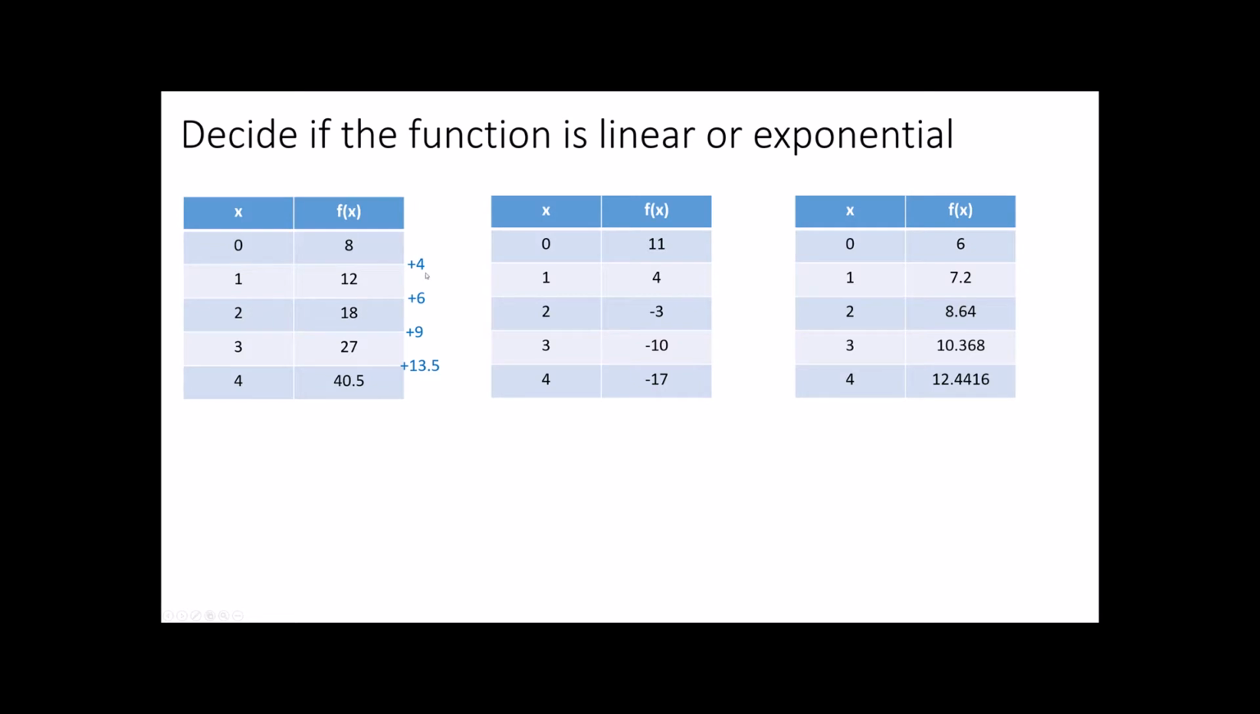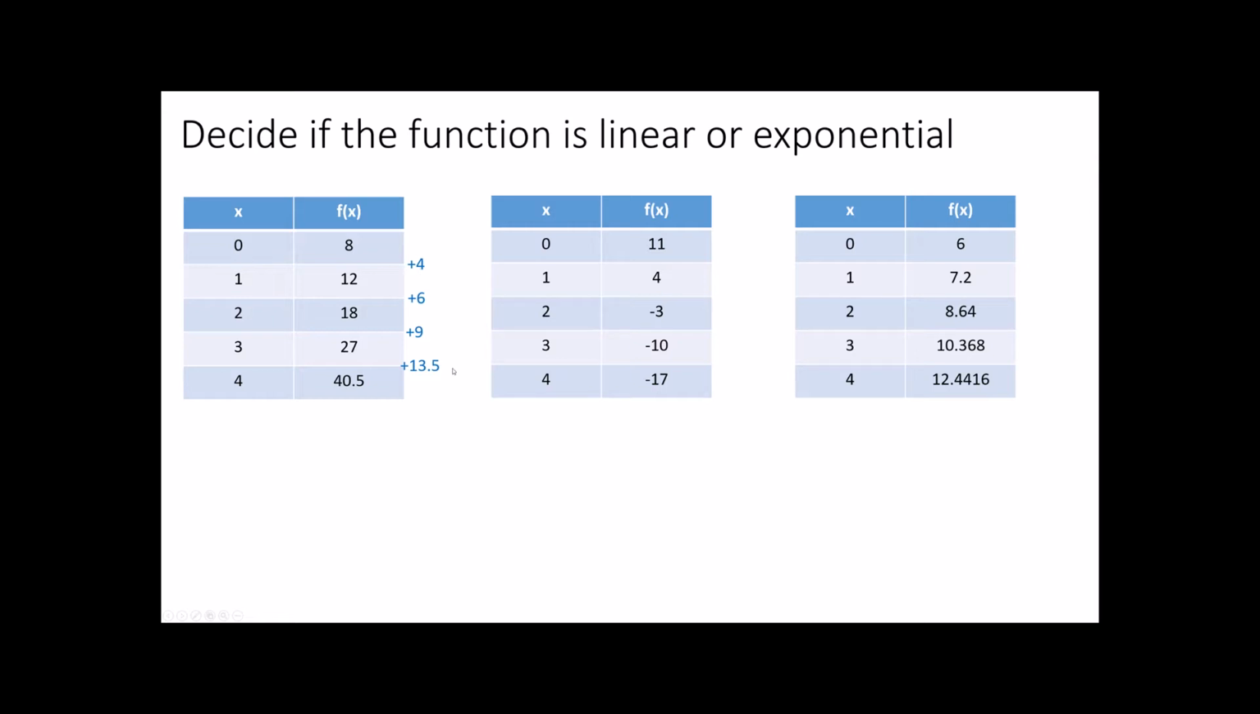Now, at first glance, I can tell you already that this cannot be a linear function. A linear function always has a constant rate of change. So if it started off growing by +4, it should grow +4, +4, +4 forever and ever. This does not do that. It has a rate of change that is changing.